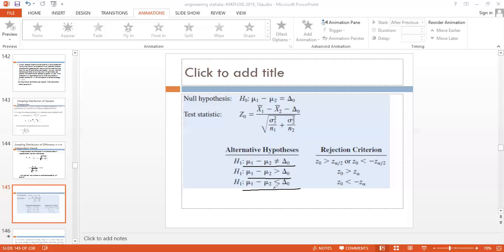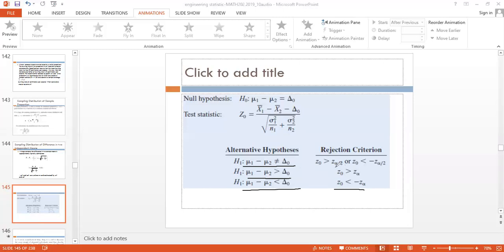If it is less than the difference, then we are talking about a one tail left hand test where the rejection is on the left hand. If we are talking about greater than, then it is a right tail test where the rejection is on the right hand. And if we are talking about not equal to, then it is a two tail test where the rejection is on both sides.